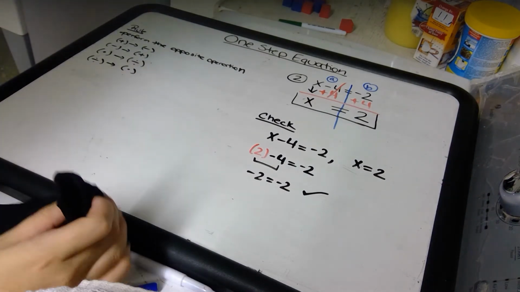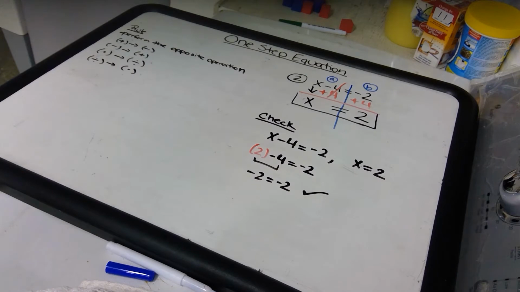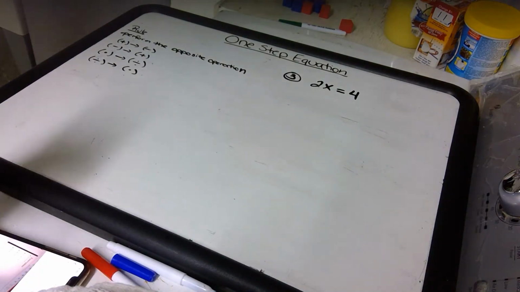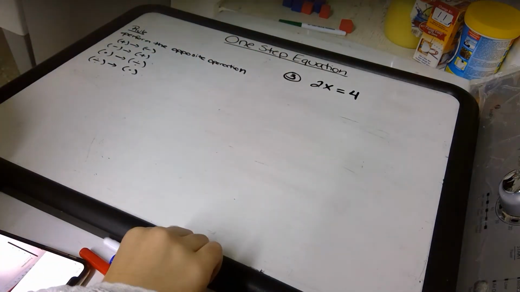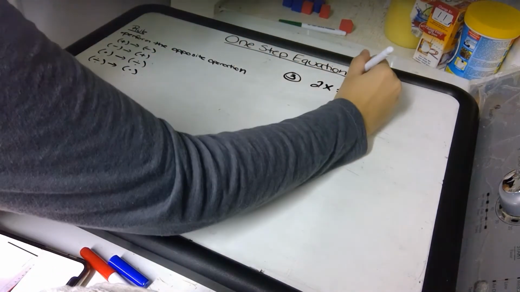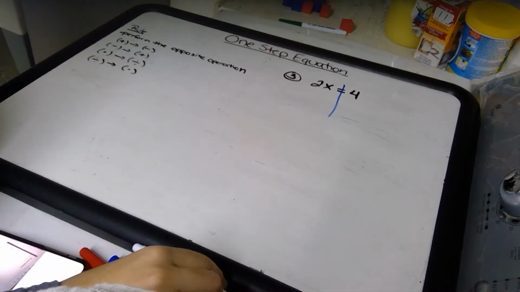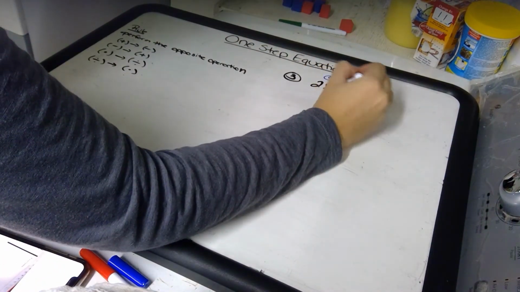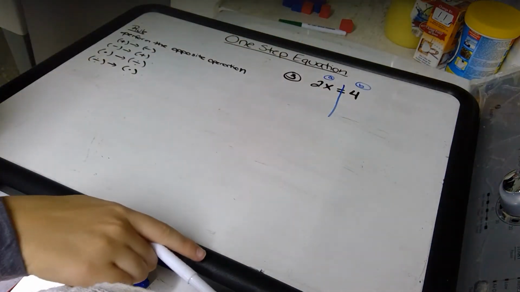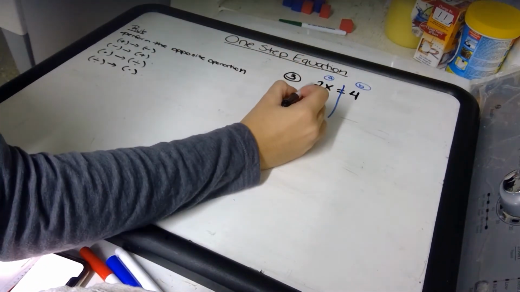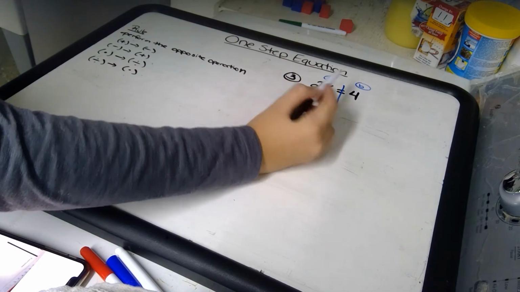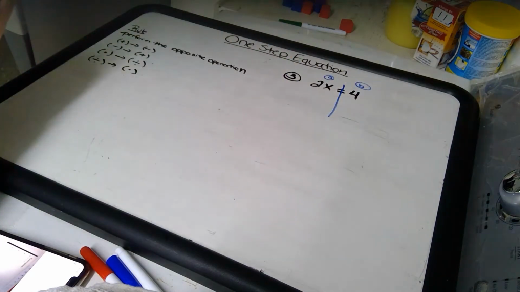Let's look at another example. We have example number 3. So remember, we separate the two sides, right? We have side A and side B. Now X, again, is inside A. Now, what is going on between 2 and X? What operation is this? This is multiplication, right?